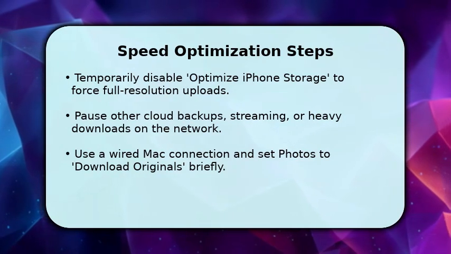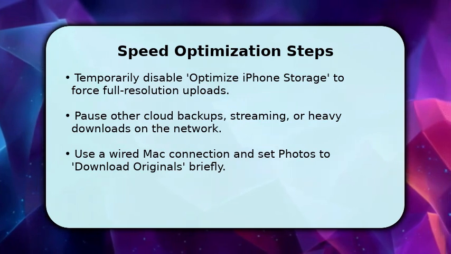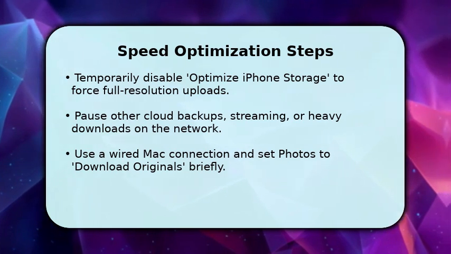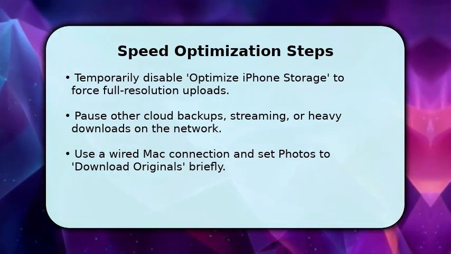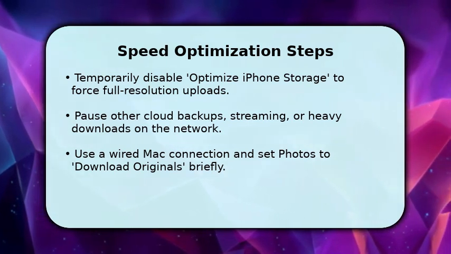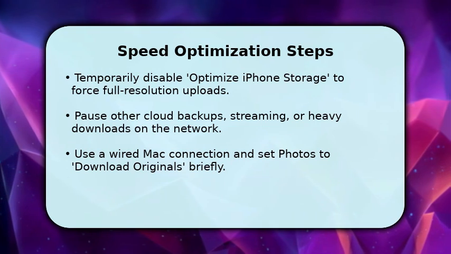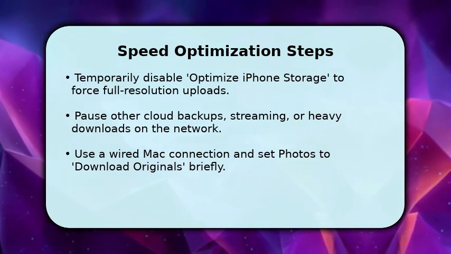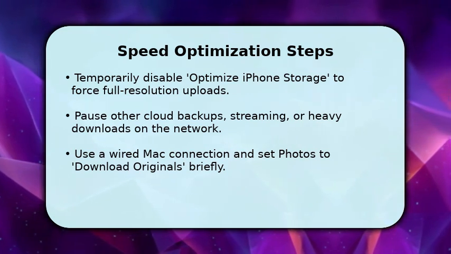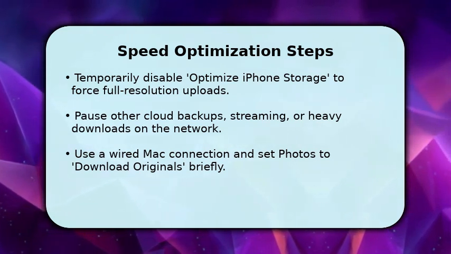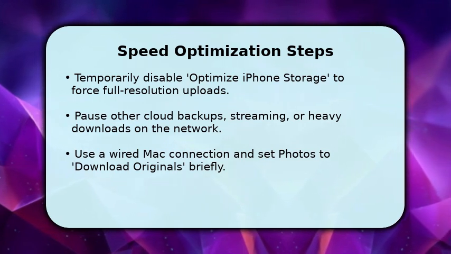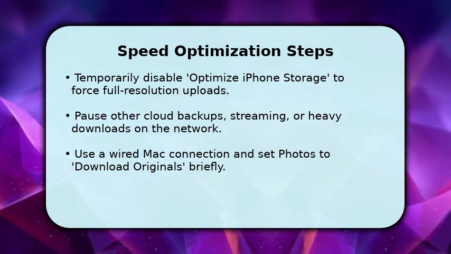Next, optimize settings to favor upload speed. On iPhone, temporarily turn off Optimize iPhone storage so originals upload quickly. On Mac, set photos to download originals for the session. Pause Time Machine or other backup tasks and stop large downloads on your router. Bandwidth matters. If possible, plug your Mac into Ethernet and avoid Wi-Fi congestion. These steps reduce throttling and let iCloud allocate more resources to your photo library.